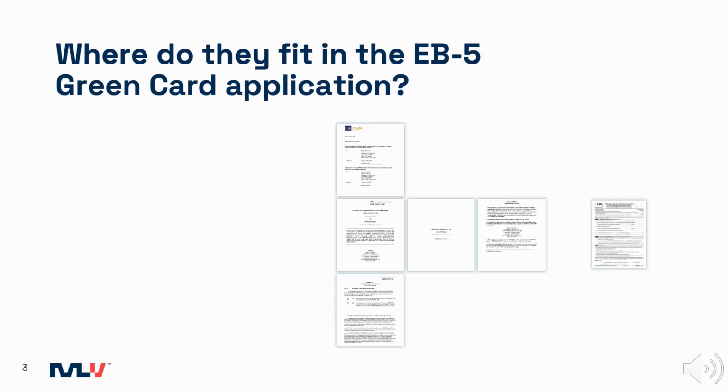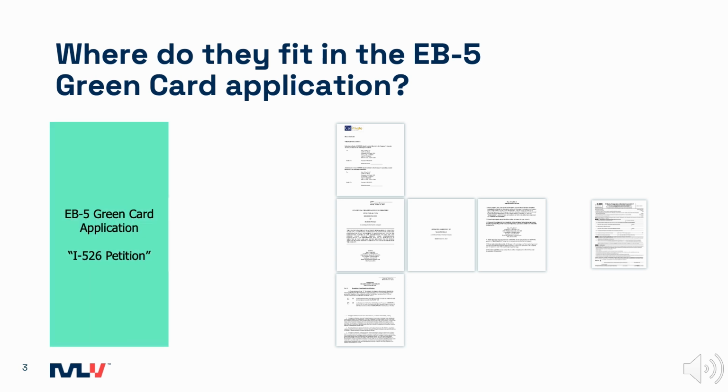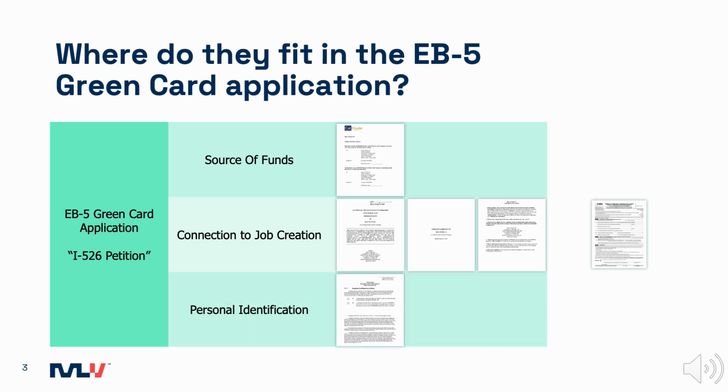Where do the subscription documents fit in the EB5 green card application? The EB5 green card application is initiated through an I-526E petition filing. This petition is prepared by the investor's immigration lawyer and primarily focuses on three factors: an explanation of the EB5 investor's source of funds, proof of their connection to the job-creating entity, and a description of who the EB5 investor is. The USCIS has specific requirements for each of these factors, which is why a professional immigration lawyer is required.